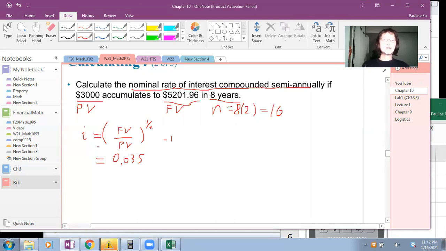And this rate is a periodic rate, meaning every half year the rate is this. The question asks for the nominal rate, meaning the rate for 1 year. So you have to change it to the nominal rate; the calculator will use IY. So 0.035 times 2 gives the nominal rate. The answer is 0.07, or 7%.